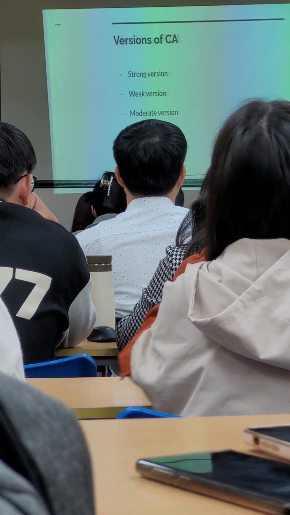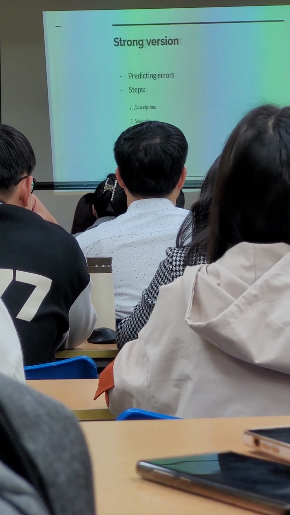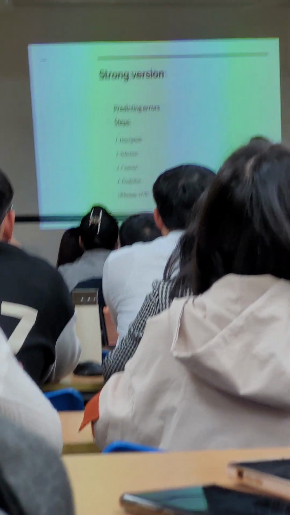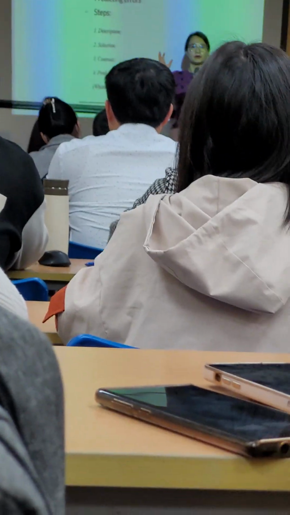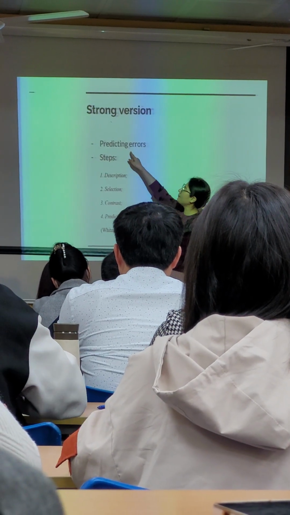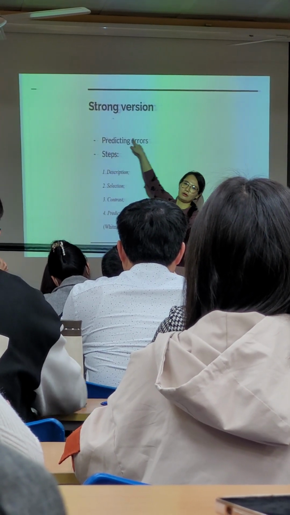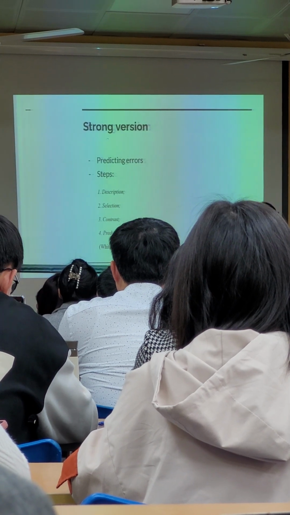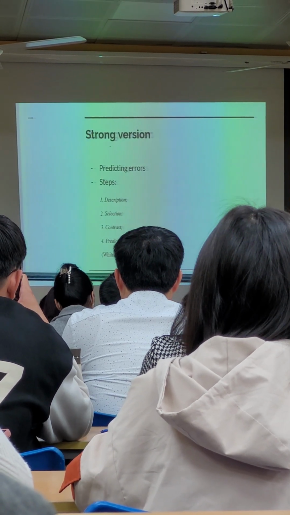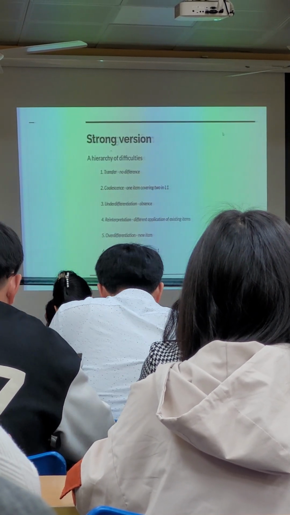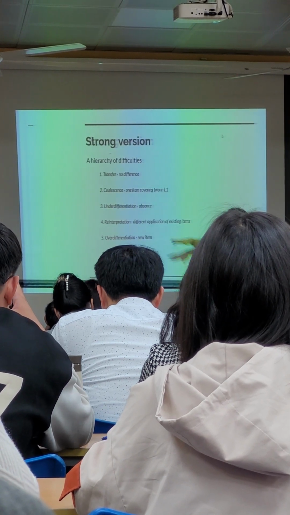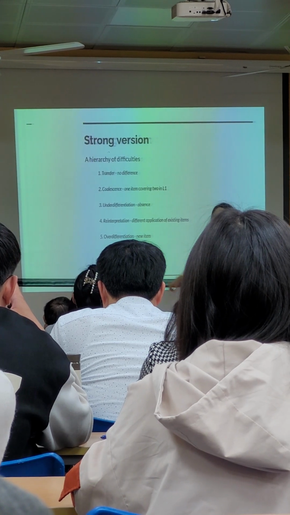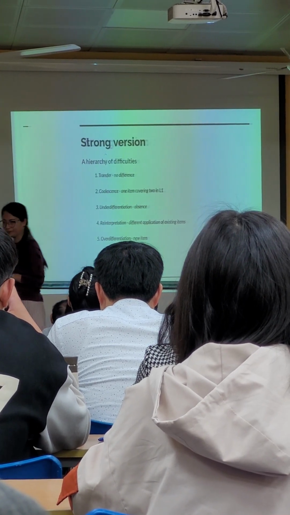Okay? Now we're going to work on the first version, which is the strong version. Whenever we talk about the strong version of contrastive analysis, we are talking about predicting errors, the ability to predict even when the students haven't learned it yet. And the key thing here lies in this hierarchy of difficulties. Now, pay attention to this one.